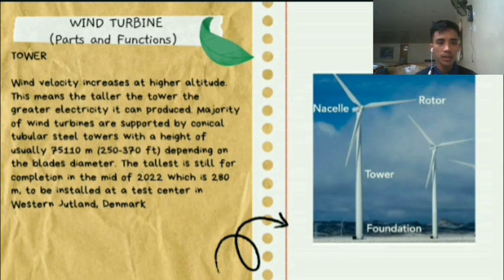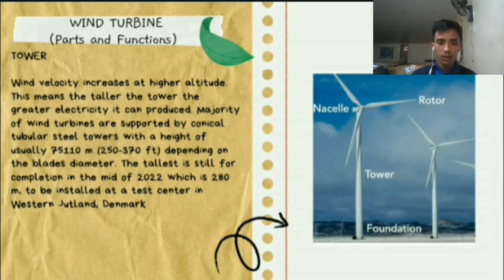Number 5, installation and transportation. Tower sections are typically transported to the site in manageable segments and assembled on site. So ina-assemble na po itong tower na to. At number 6, accessibility. Towers are designed to provide access for maintenance and repair activities. Pag sinabing accessibility, so pwede po siyang ma-access, maakyat, maayos, magkaroon ng maintenance po.